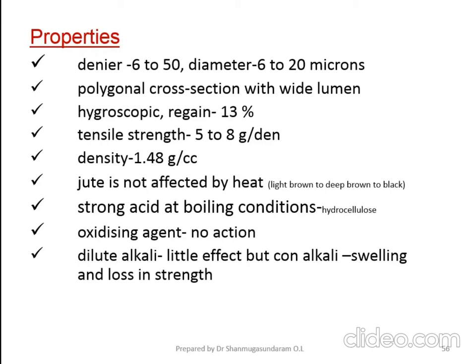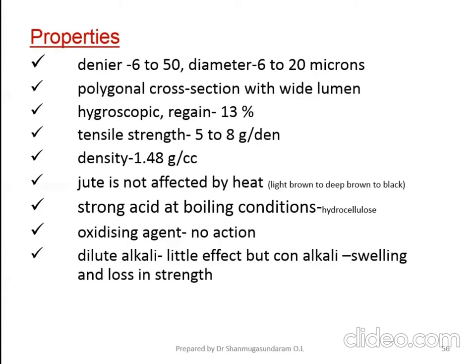Then if you treat it with an oxidizing agent, what will happen? There is no action. The fiber will not get damaged if you treat it with an oxidizing agent. So where is this oxidizing agent used? The main purpose of the oxidizing agent is to remove the natural color present in your material. That process is called the bleaching process. Bleaching means the removal of natural color present in the material. This process has to be carried out before the dyeing of textile materials.